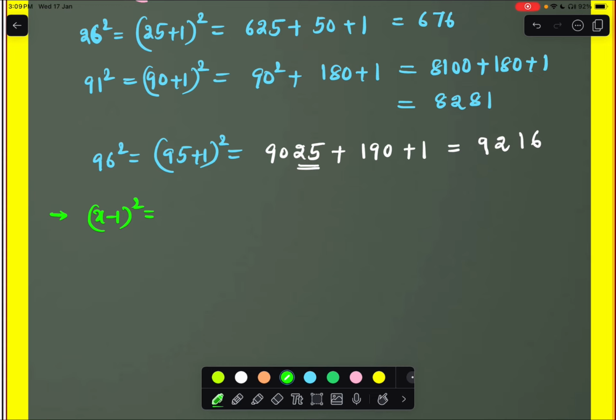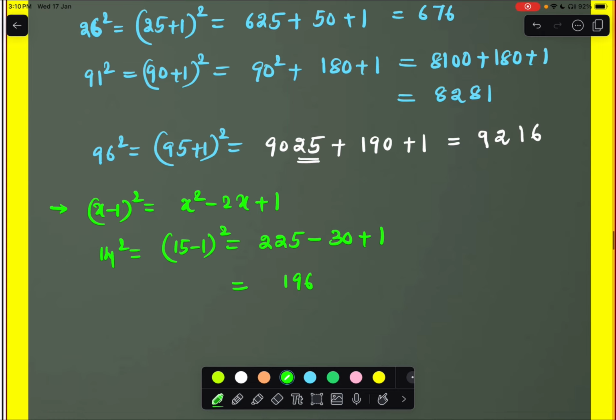A number ending with 0 or 5 is the type of number we take as x. If we simplify, we get x square minus 2x plus 1. So I want to calculate the 14 square value. I know the 15 value, right? 15 minus 1 whole square I can apply. So 15 square is 225, and the 2ab value, 2 into 15 into 1, will get 30, plus 1. So how much will we get here? We'll get 196: 225 minus 30 gives 195, plus 1 is 196.